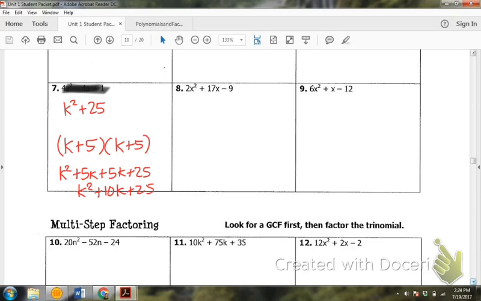Okay? So we will not factor if it's a plus sign. This is wrong. So instead we said if something is not factorable, it's what? Prime. So we would write the word prime here.